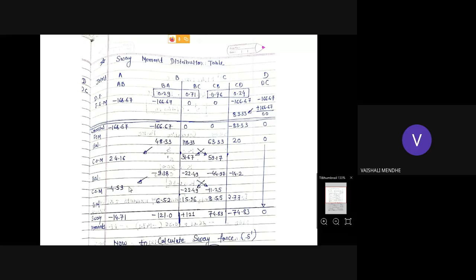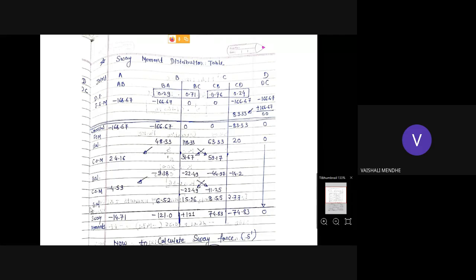Okay, then again you have to go for balancing, then carry over and then balancing. How many cycles do you have to perform here? Only 3 cycles. Balance, carry over moment, balance, carry over moment, and balance. You have to stop at balance every time. Okay, you do not have to go beyond this because it will require more time, because you have to do 2 tables, 2 analyses. You stop here and then you have to find out the sway moments. Okay, so these are your sway moments.